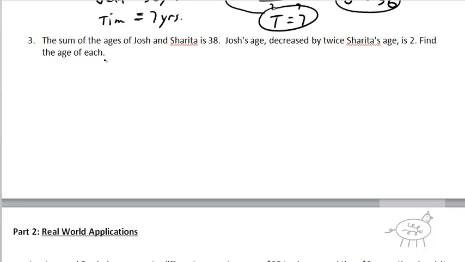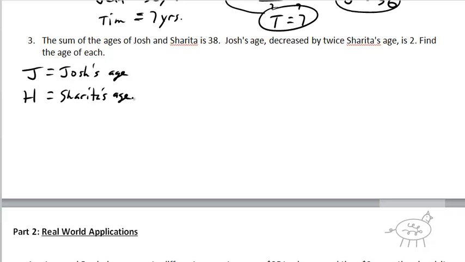Number 3. The sum of the ages of Josh and Sharita is 38. Josh's age decreased by twice Sharita's age is 2. Find the age of each. So again, let's set up our variables. J equals Josh's age, and I'm going to put H for Sharita. H equals Sharita's age.